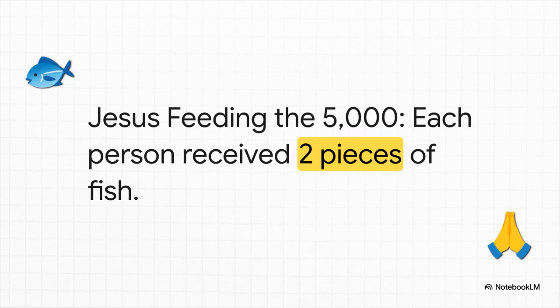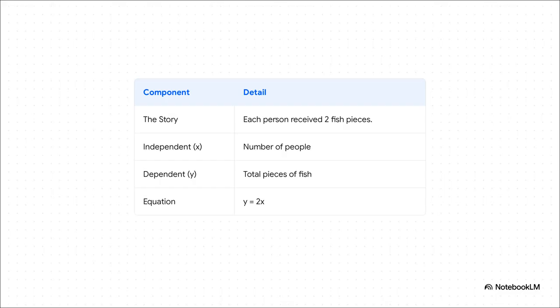Okay, for the final guided example, they pull out a big one, the story of Jesus feeding the 5,000. By this point, you could probably do it in your sleep, right? The story. Each person gets 2 pieces of fish. So, the cause, x, is the number of people. The effect, y, is the total pieces of fish. The equation, y equals 2x.